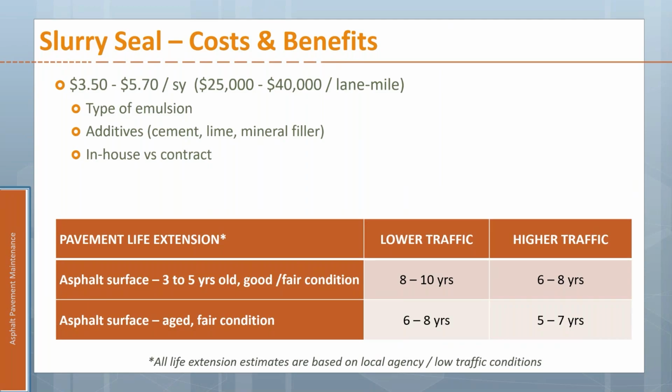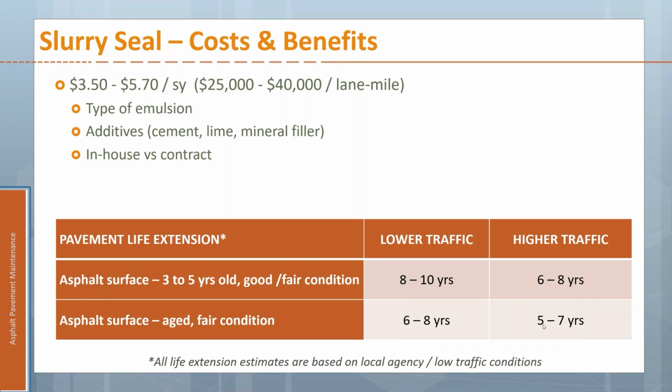Down at the bottom of the screen, you can see some expected life extensions. For lower traffic on a pavement that's already in pretty good shape, you might extend another 8 to 10 years. Higher traffic, 6 to 8 years. For an aged, fair condition, 6 to 8 years, 5 to 7 years.